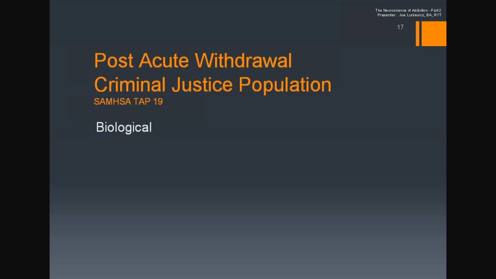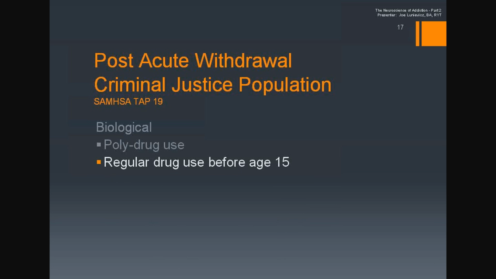So for our folks, we're talking about, from the biological perspective, if someone's a polydrug user, risk factors are higher, right? Most of our folks are polydrug users. They're using cocaine and alcohol, heroin and cocaine, right? So different combinations of substances. Regular drug use before the age of 15, which of course impacts on the ability of the brain to mature. Even though a child's brain is more or less full size by about the age of 12, it then takes the next 14 years to fully mature. And regular drug use before the age of 15 is going to impact on the ability of the different parts of the brain, but especially the prefrontal cortex, to fully mature.